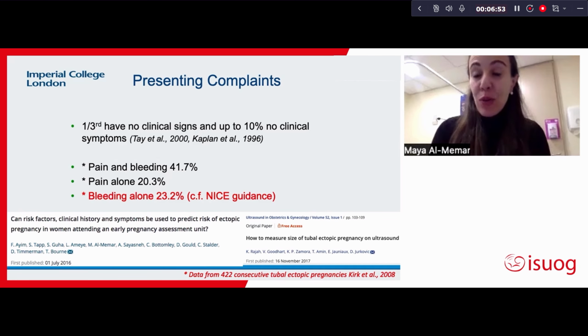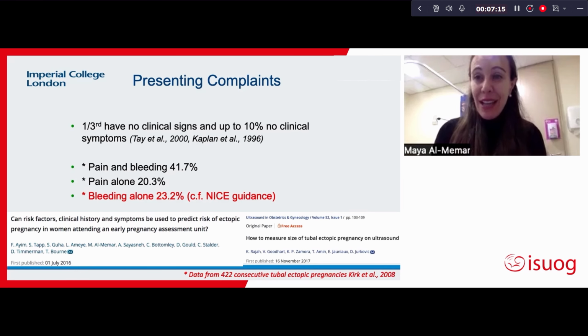Presenting complaints are also important because often we tend to think about ectopic pregnancy as presenting with pain, but interestingly, 10% have no clinical symptoms and a third have no clinical signs. Just under a half will present with pain and bleeding, and about 20% will present with pain alone, but interestingly, 23% will present with bleeding alone.